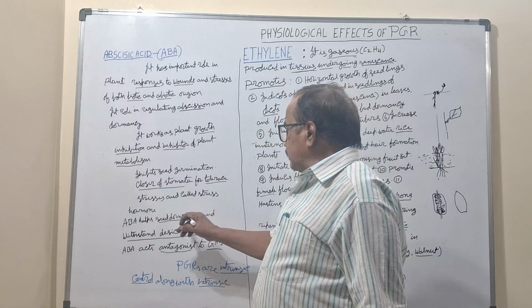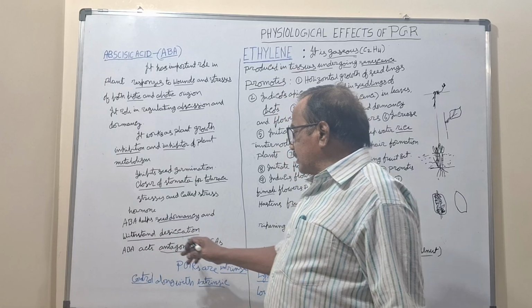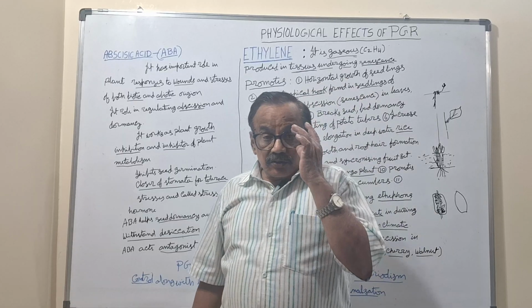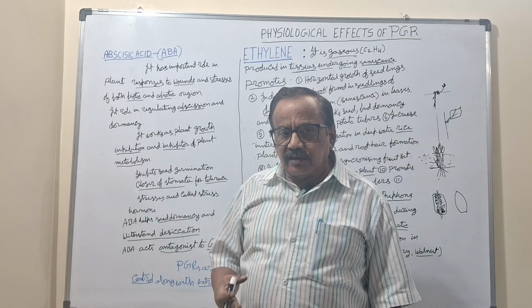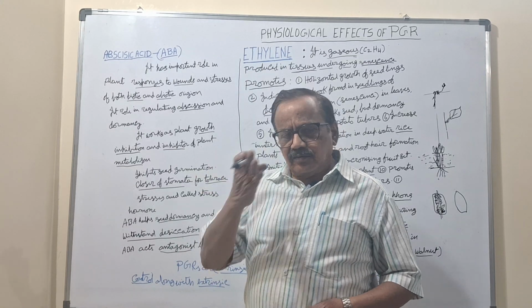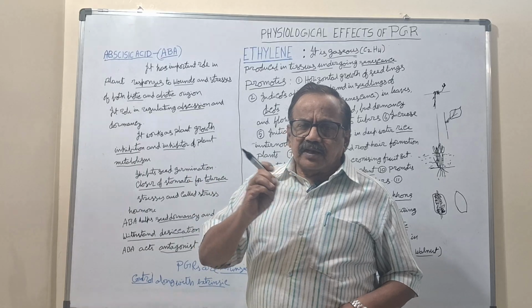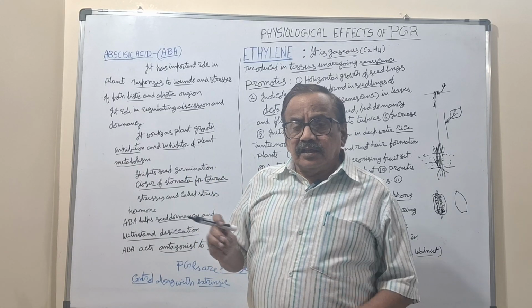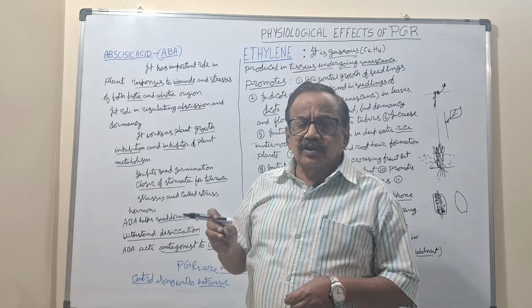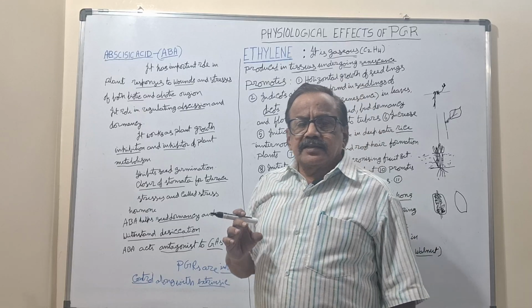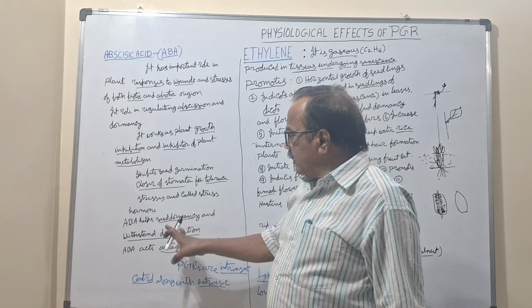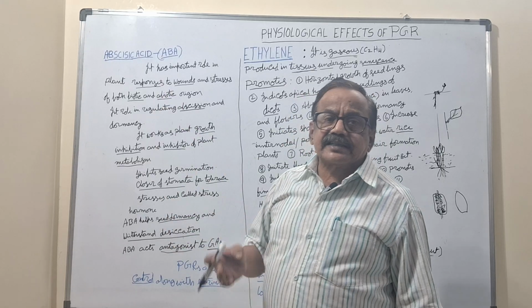And seed dormancy and withstanding desiccation. What is this? Seed dormancy, I told. Even a fully matured seed won't germinate for a few days or a few months. In rice also, if you listen to the programs that come for farmers, before plantation, when they germinate the seeds, they apply something to remove the dormancy. This dormancy, whether for a few days or a few months, is done by the abscisic acid for the safety of the seed.